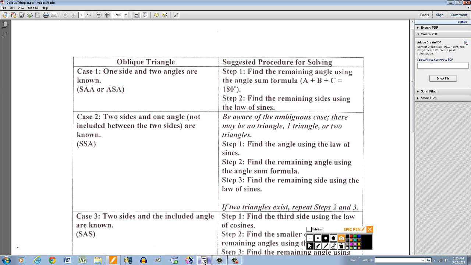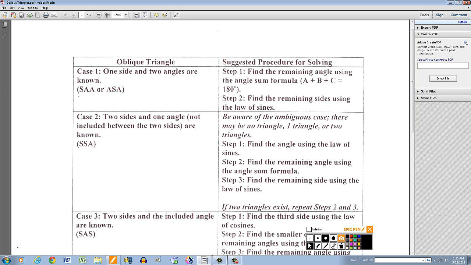So here are the scenarios that you're going to have. This will be a preview, and like I said, I'll be using these scenarios in the problems that I'll be solving. But here's case one that you can have. You're given one side and two angles. So here, side-angle-angle, or angle-side-angle.